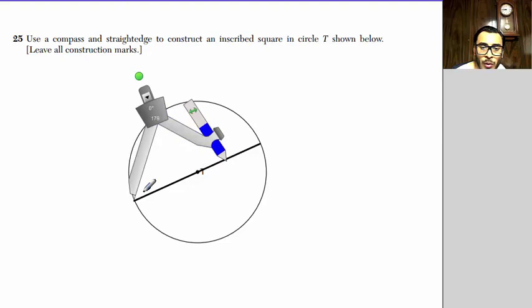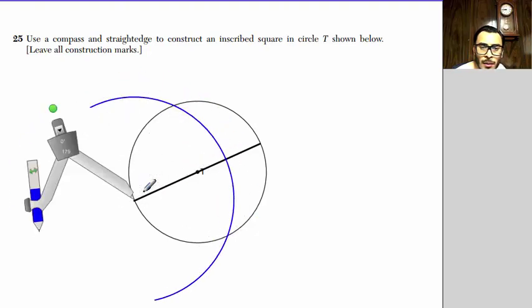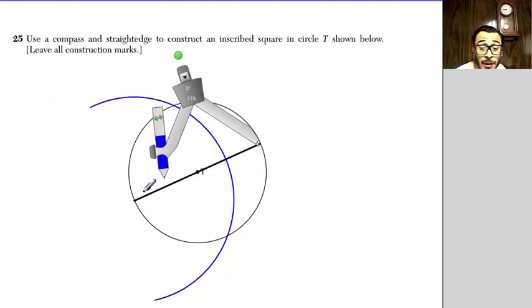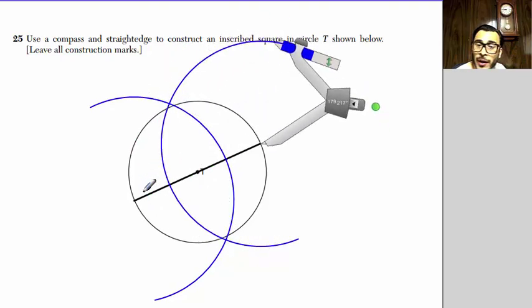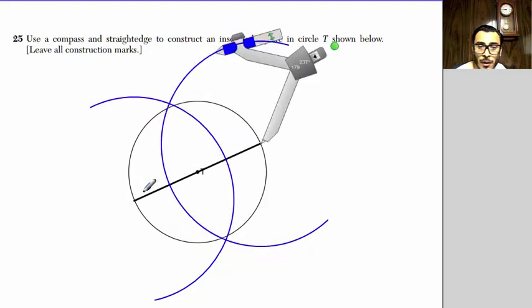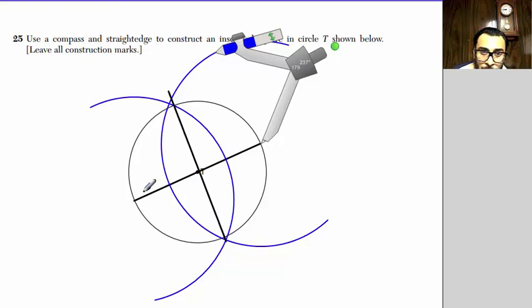So you put the compass at one of the endpoints of the diameter, open more than halfway, swing an arc. Keep the compass setting the same, and move the compass to the other endpoint of the diameter. Swing the arc, swing it like you mean it. Don't be afraid to swing it. And then you're going to connect the points of intersection, and you get your perpendicular bisector. That's not the square, right? They want a square, but we're getting there.